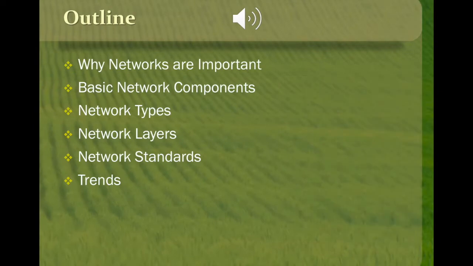On this slide, we're going to outline what is expected from Chapter 1. We're going to discuss why networks are important, basic network components, network types, network layers, which we're going to be focusing on quite a bit in future chapters, network standards, and finally trends.